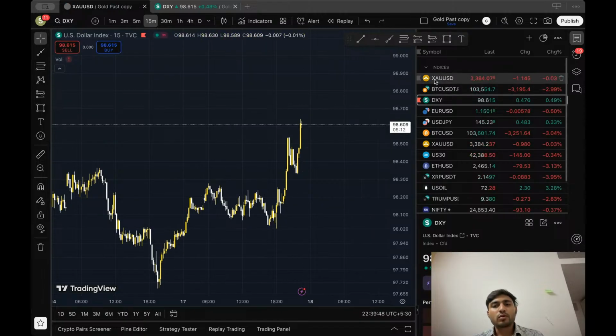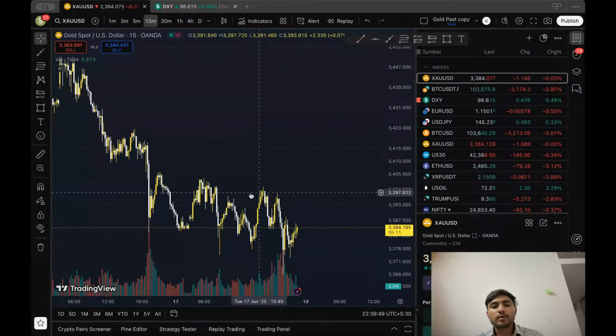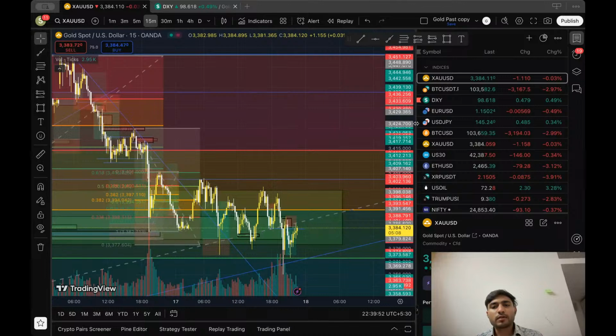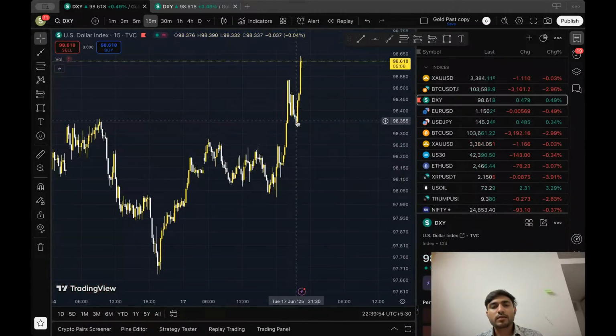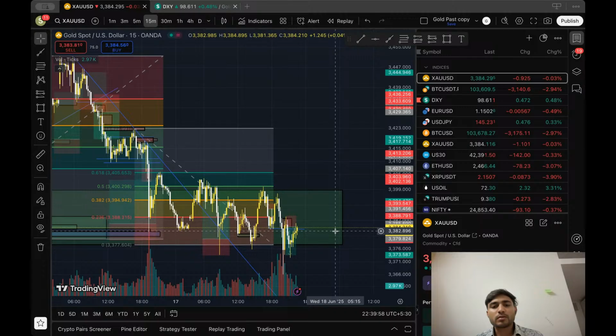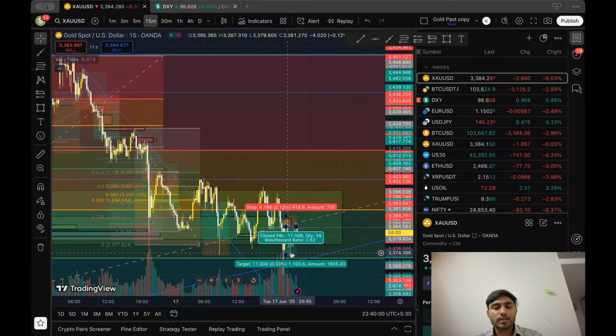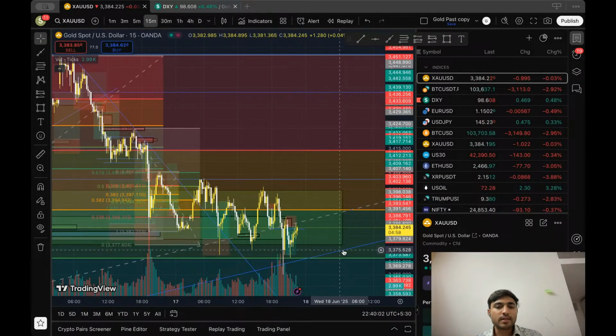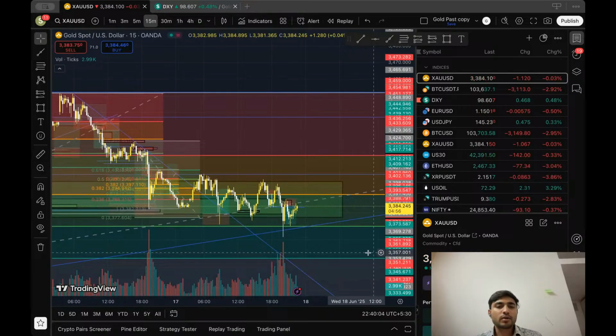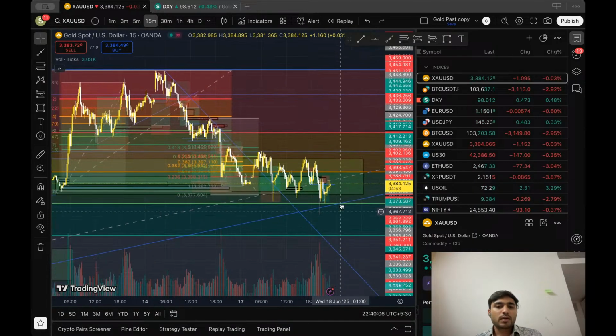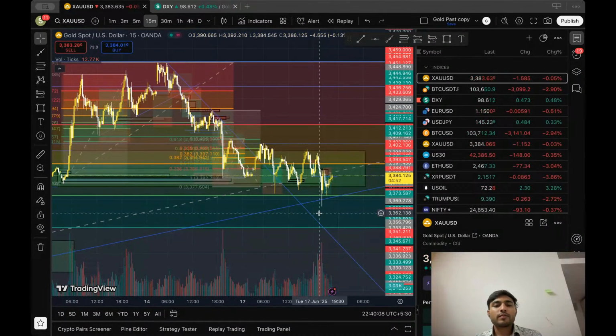which can push gold. See, even though DXY has increased this much, what is gold doing? Gold is staying stable because it's incredibly bullish even at this point. It doesn't want to come down. At this point of time, it's better not to trade, right?